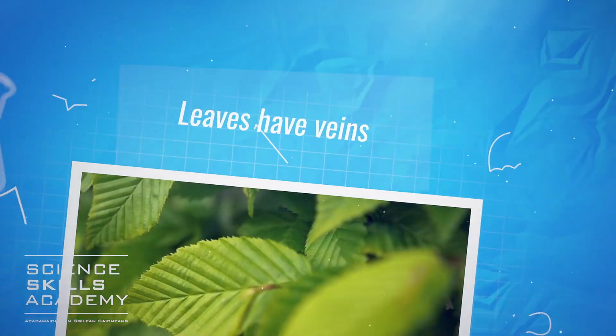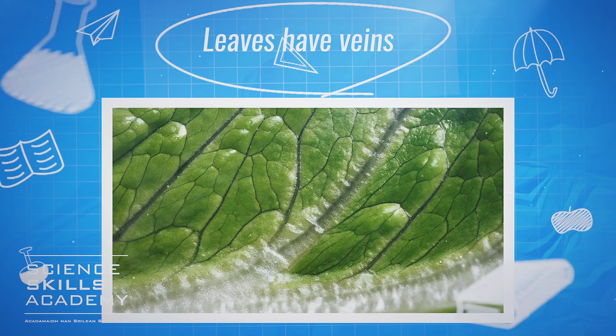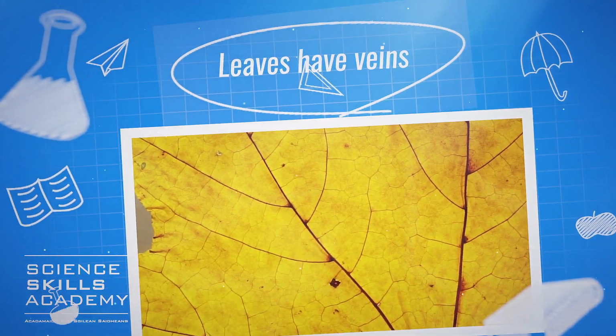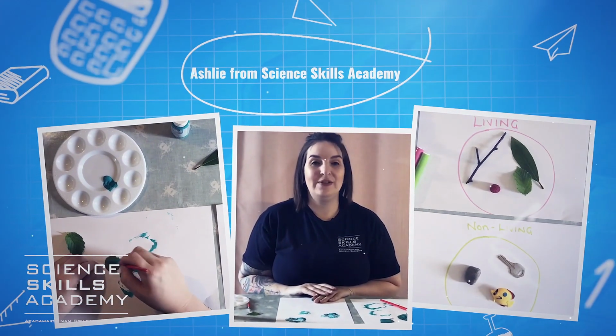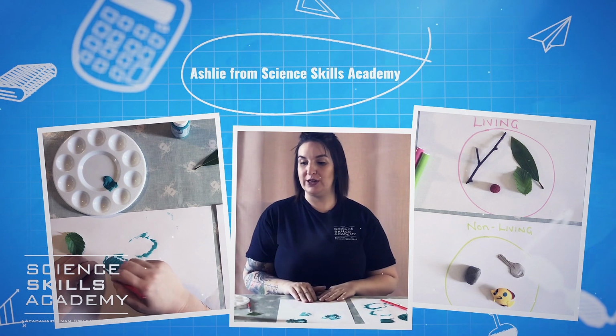In living things, there are special structures that allow them to transport the required food and oxygen that allow them to grow and survive. In this film, Ashley from the Science Skills Academy will show you a method for seeing some of these details of these structures more clearly.